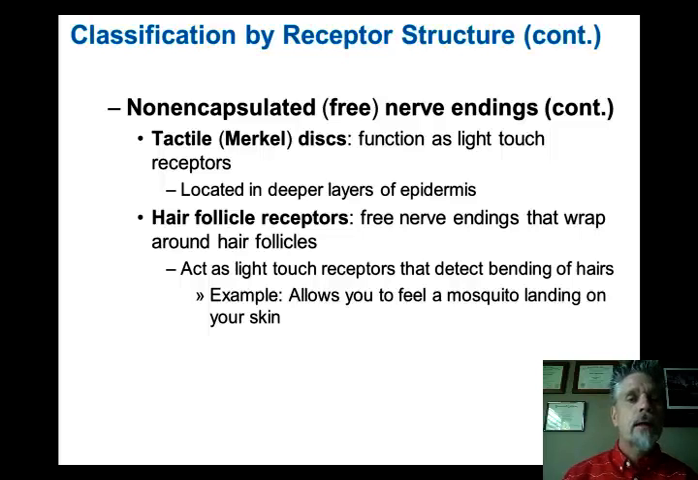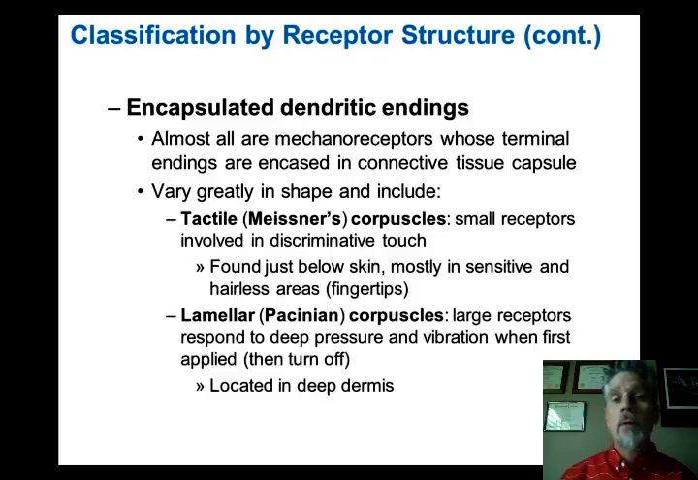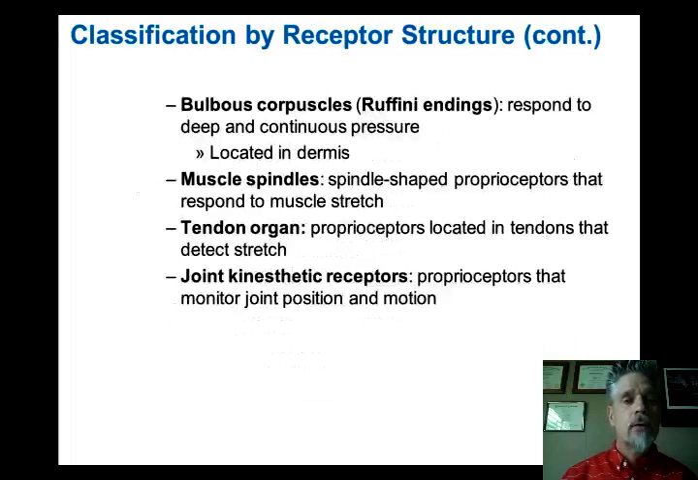So then we have the more of the non-encapsulated ones. We talked about these. So this just gives us the text that goes along with what I was showing you in the table. So encapsulated ones: Meissner's and Pacinian corpuscles, Ruffini endings, muscle spindles, tendon organs, and kinesthetic receptors. You can see a lot of these have to do with that somatic nervous system.